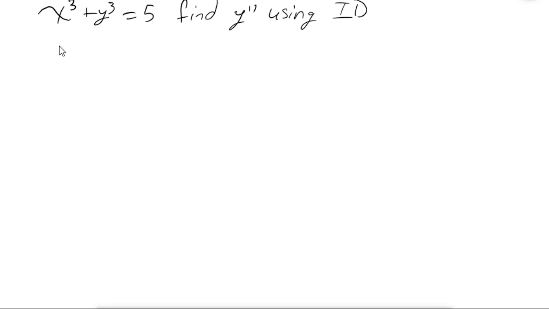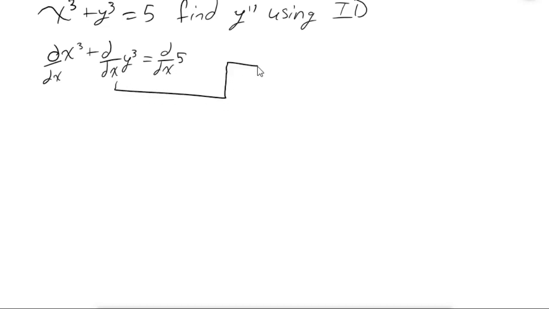So first of all, we just need to find the first derivative. That shouldn't be too bad. So we will do what we've done before, what we did in the previous section. So d/dx of x cubed plus d/dx of y cubed is equal to d/dx of 5, or the derivative with respect to x of these 3 things. And we will take this one aside just like we have before.